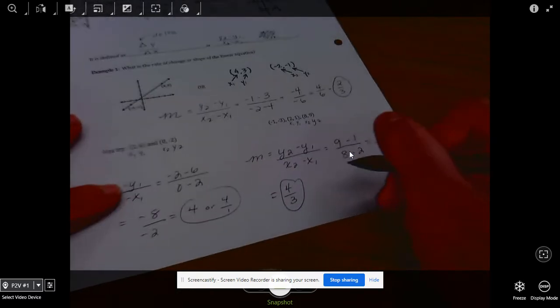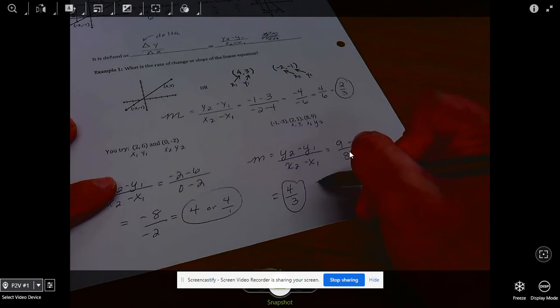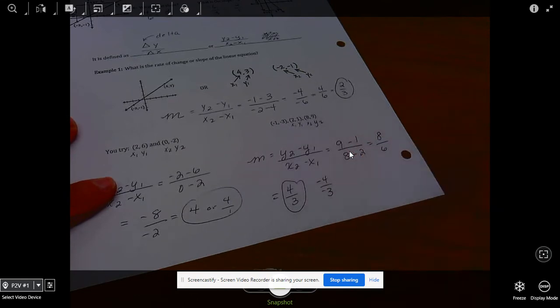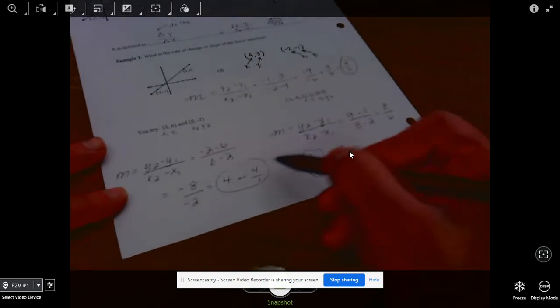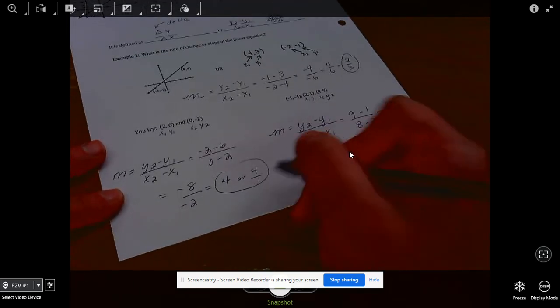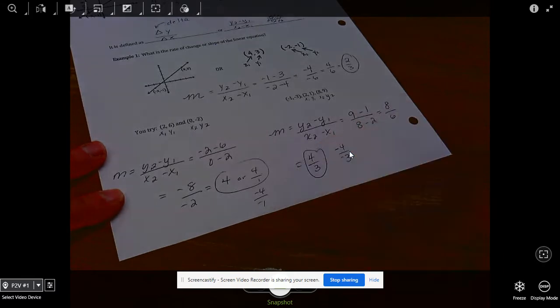Here's the thing. When you're graphing, you could also say down 4, left 3, because it still gives you positive 4/3. Same thing over here. Up 4, right 1, or down 4, left 1.